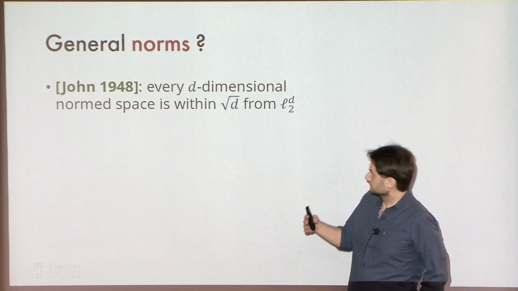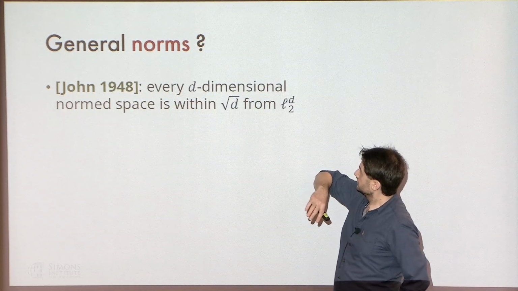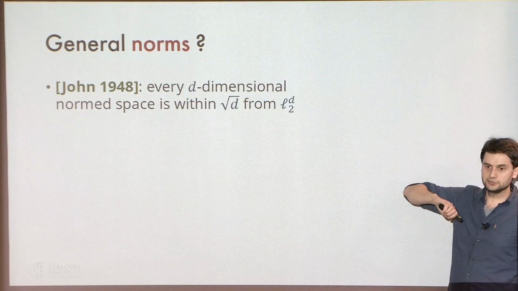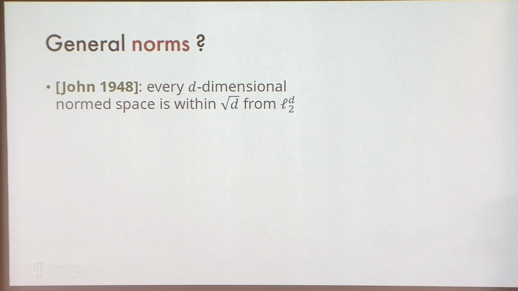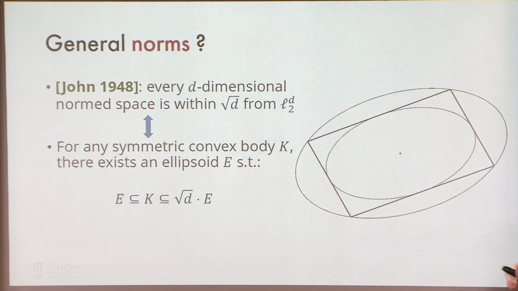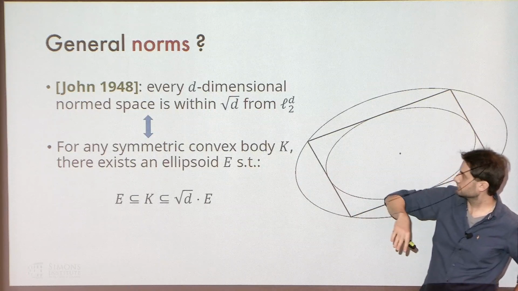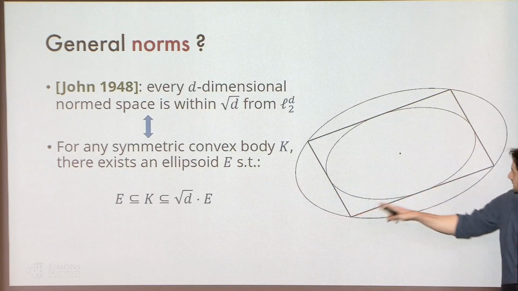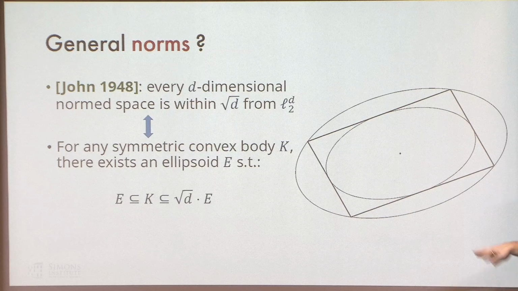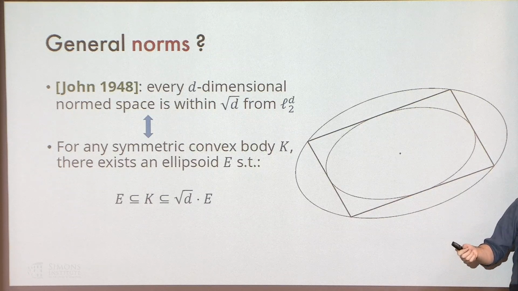a naive application of John's ellipsoid theorem, which says that any d-dimensional normed space is within a factor of root d from d-dimensional Euclidean space. Pictorially, maybe in convex geometry you have seen the statement more in this way: for any symmetric convex body K, there exists an ellipsoid E. Let's say this rectangle is our convex body K. There is an ellipsoid which is inside this convex body, and a root d scaling of this ellipsoid captures this convex body.